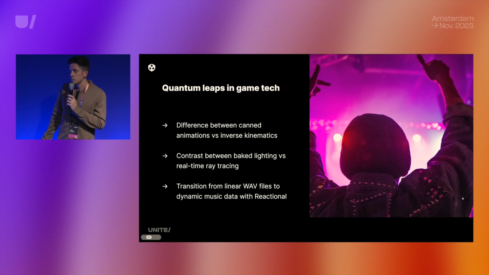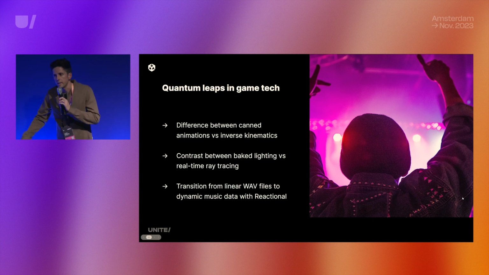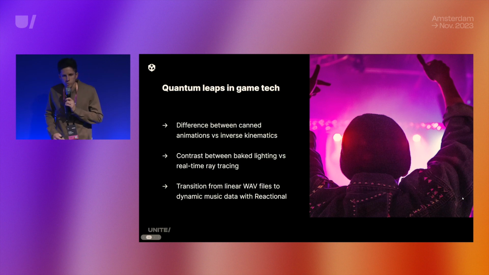So if we're looking at the game industry overall, we had previously canned animations, and whenever they would walk up stairs or through a doorway or something, it would look very canned and bad. And then we went into inverse kinematics, and suddenly the models could adapt to the environment. And same with shaders and lighting and all that stuff, which has made huge leaps in technology. But like we said before, music is still traditional WAV files that are linear. And we believe the next big leap for games is to have music that is also procedural and rule-based like every other system in games.